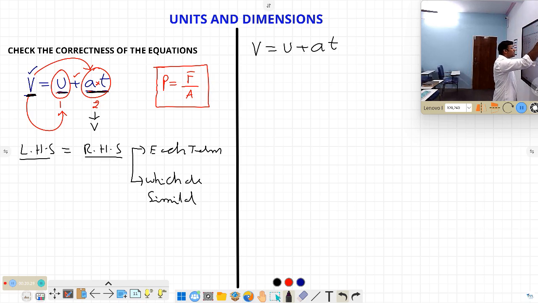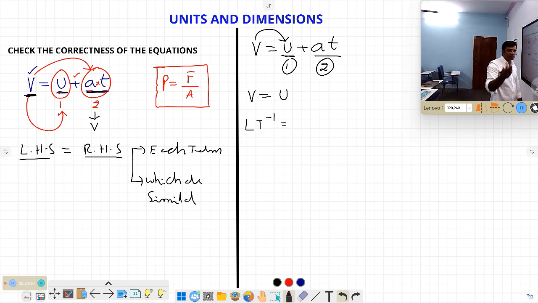To check that, this is the first term and this is the second term. According to our basics, the left hand side physical quantity dimension must be equal to the first term of the right hand side. That means the dimension of v must be equal to u. So what is v? V is called velocity. The dimension of velocity is LT minus 1. That you have to practice before doing this procedure.